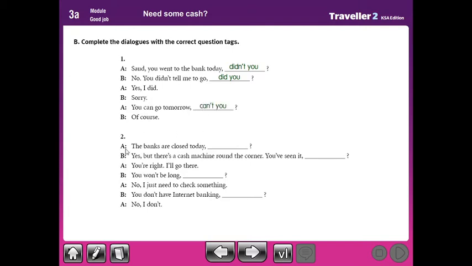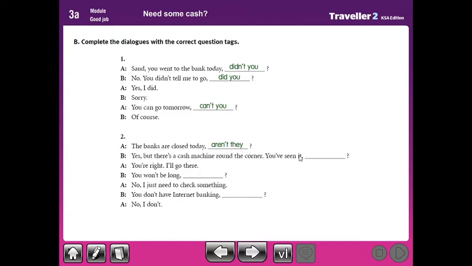Of course. 2. The banks are closed today. Here we have are, so we use it in negative: aren't they? You should be careful. You should use the short form. Don't say are not they. Aren't they?